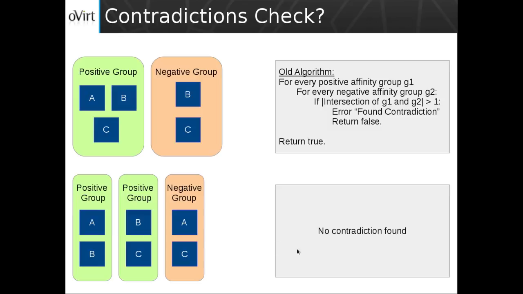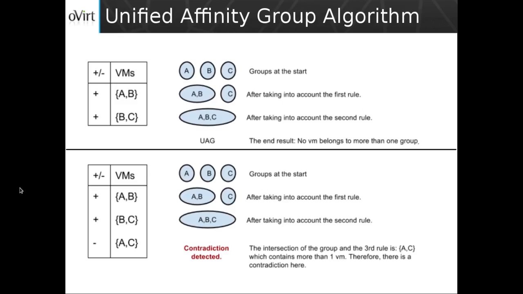So the old algorithm would say no contradiction found, although as I showed to you, there is a contradiction here. So how did we solve this? We changed the can-do action to use something we call the unified affinity group algorithm. How does it work? First of all, for each VM, it puts it in a different group, and then it starts merging those groups based on the affinity groups.